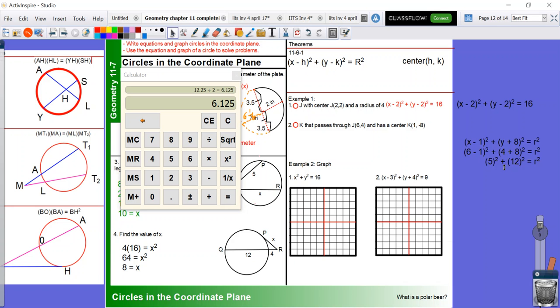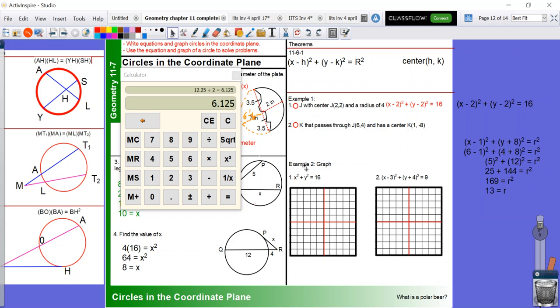That's like a Pythagorean triple, isn't it? It looks a lot like the Pythagorean theorem. All right, so then 25 plus 144 is equal to r squared. 25 plus 144 is 169. And the square root of 169 is 13. So you'll notice that these circle equations are going to end up looking a lot like Pythagorean theorem problems once we start solving them.